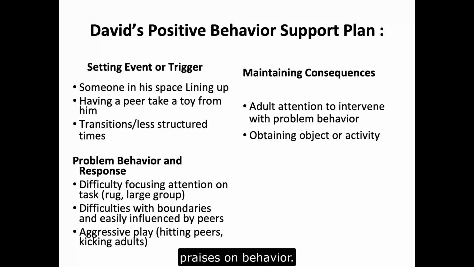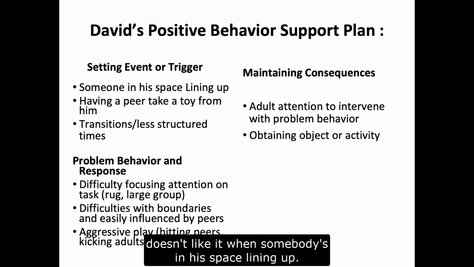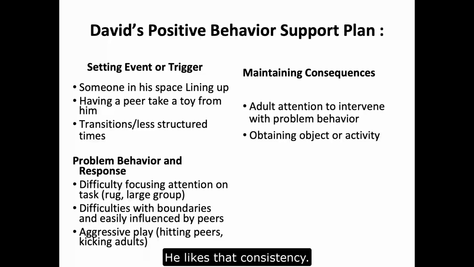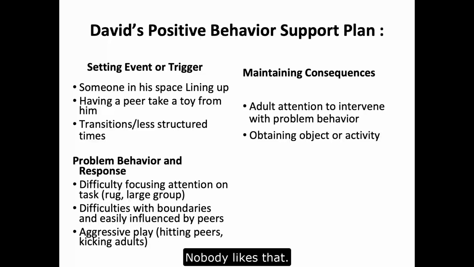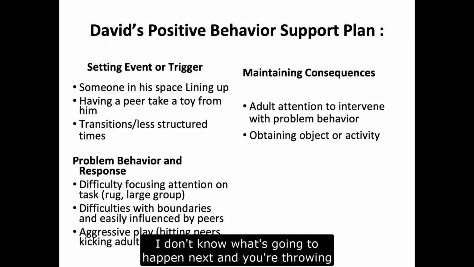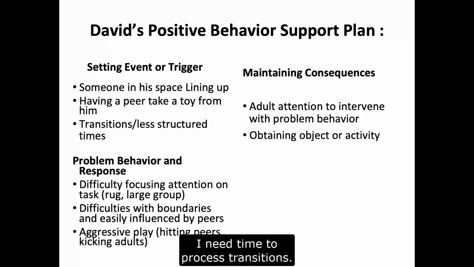So, what triggers this child? Well, David's positive behavior support plan says that he really doesn't like it when somebody's in his space lining up. He likes that consistency. Having somebody take a toy away from him, nobody likes that. When transitions are less structured, when I don't know what's going to happen next, and you're throwing it at me, "Oh, now it's time for this." Well, I don't like that. I need time to process transitions.